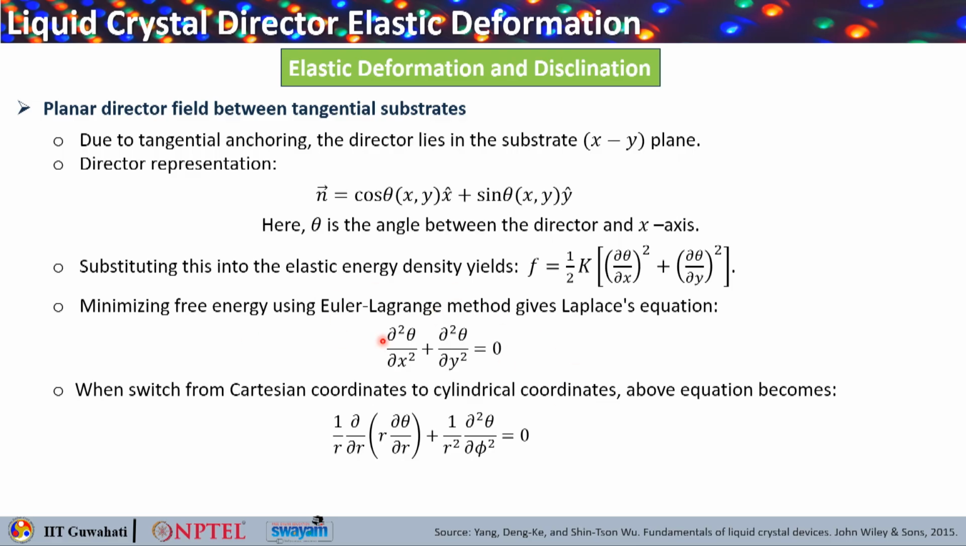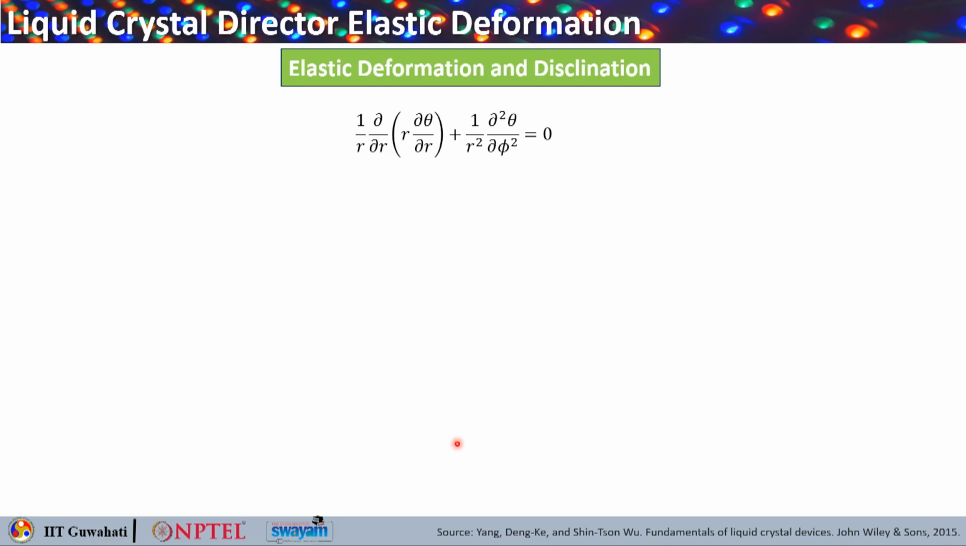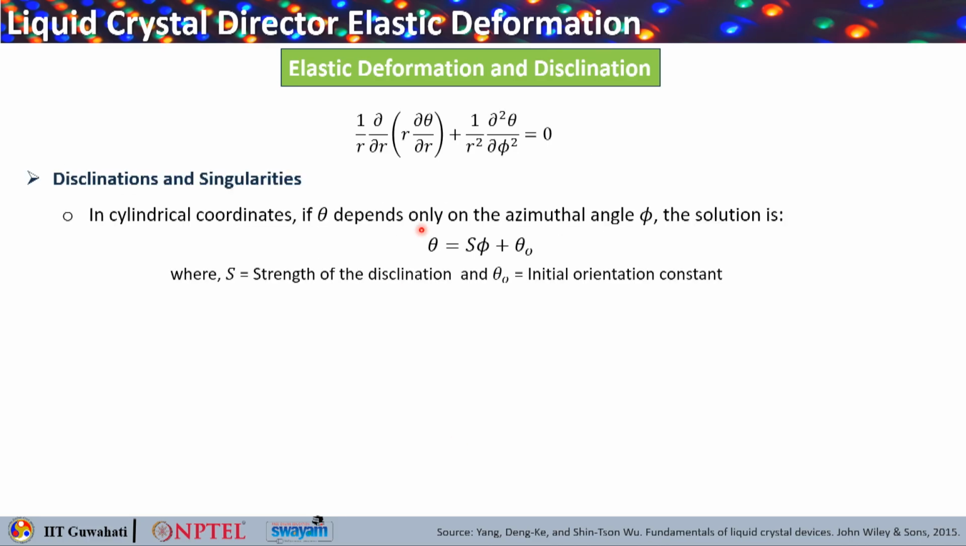Okay. Now when you switch from Cartesian coordinates to cylindrical coordinates, this above equation can be written in this particular form, that is 1 over r dou r times r dou theta dou r plus 1 over r square dou square theta dou phi square equals 0. So this was in the Cartesian coordinates, this is in the cylindrical coordinates. Now with this you can understand the declination and the singularities.